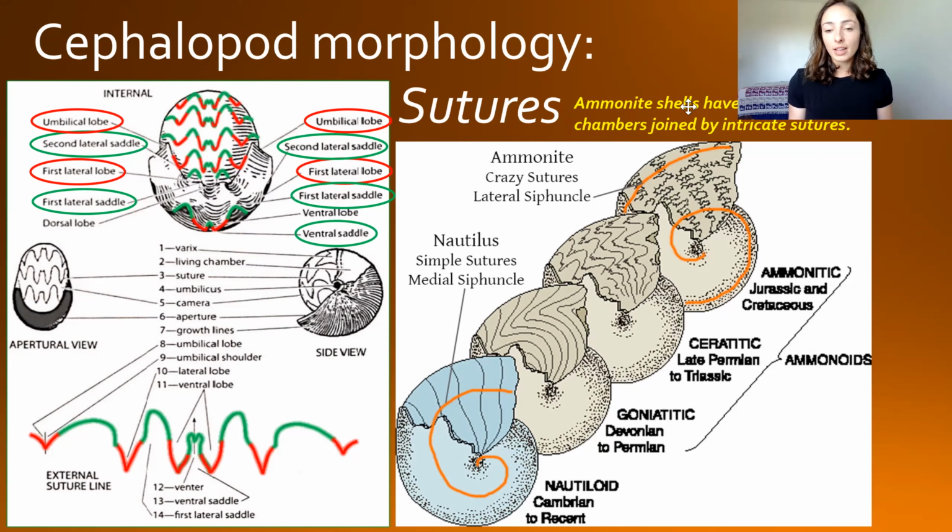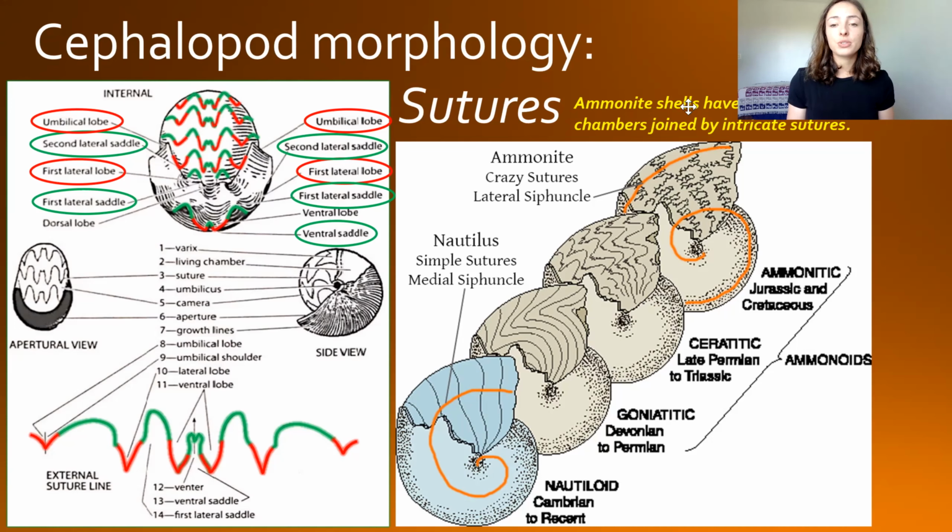Then as we move to the late Permian to Triassic, the most common suture pattern is a little bit more complex than goniatitic, and that is the ceratitic suture pattern, which has crenulated lobes, as we can see in the picture. Then we move to the ammonitic suture patterns, which are really crazy, almost dendritic suture patterns that were most dominant during the Jurassic and Cretaceous, at the peak of dominance and complexity for the ammonoids, and this is when we see the most complex suture patterns.